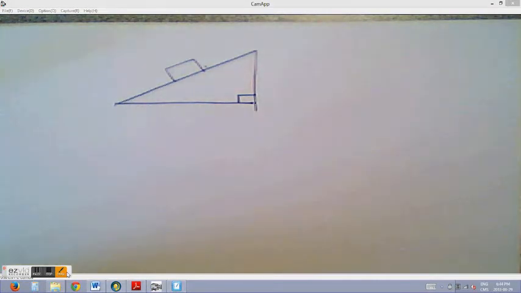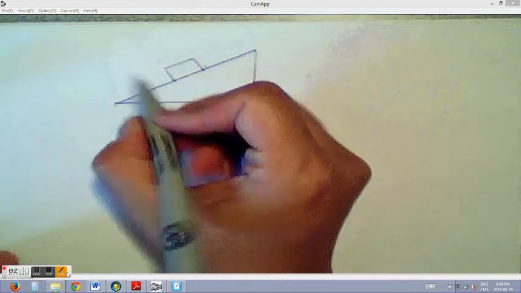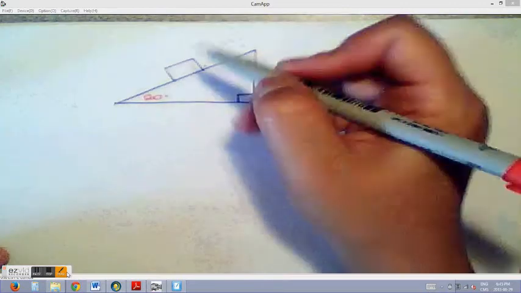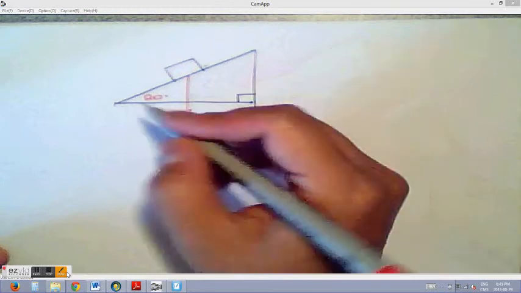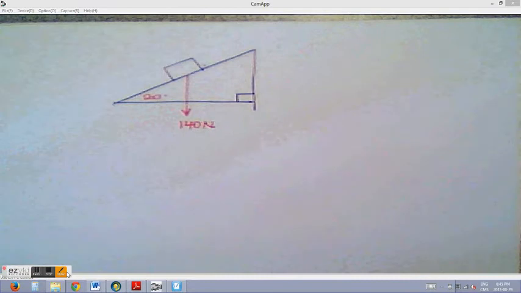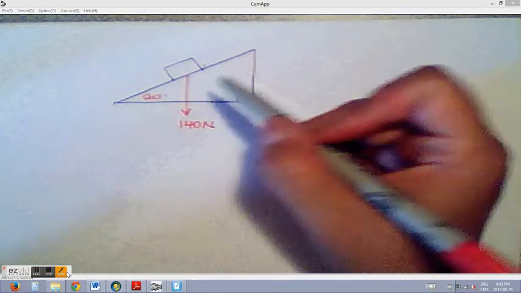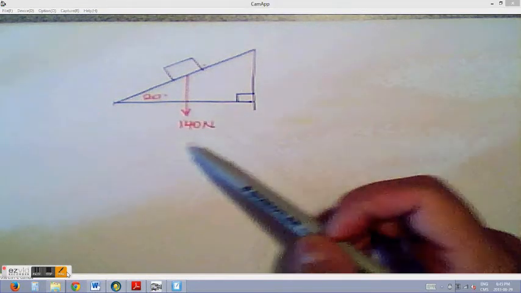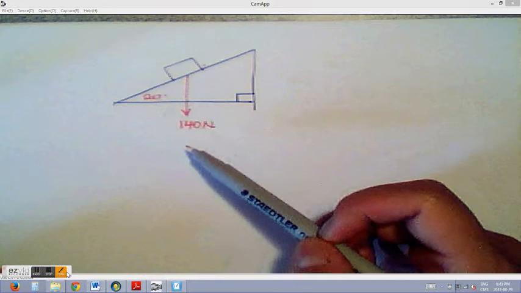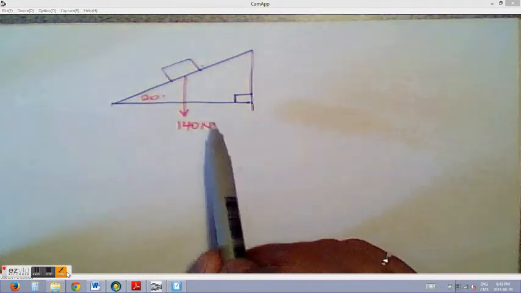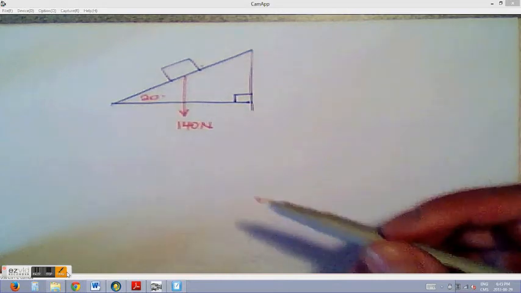So here we have it. The angle of incline we said was 20 degrees. And gravity usually acts this way. So 140 newtons is the weight of the box. Basically, the weight of something is its mass times gravity, so we don't actually have to include gravity. We can just say that the weight is 140 newtons. And you can do that when we're given newtons, we know that it's the weight of the object.